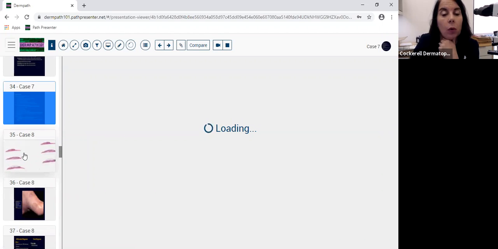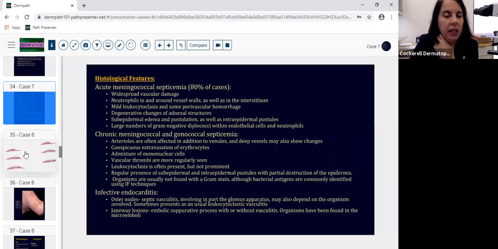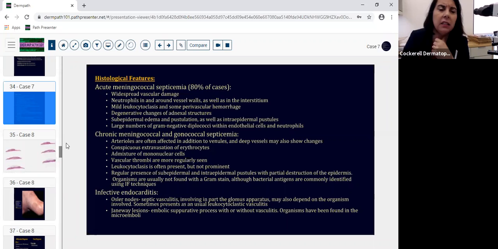On the palms and soles and the hands and feet with the Osler nodes. The histologic features of acute meningococcal septicemia, that's about 80% of the cases. You'll see widespread vascular damage, neutrophils in and around the vessel walls, as well as some in the interstitium.